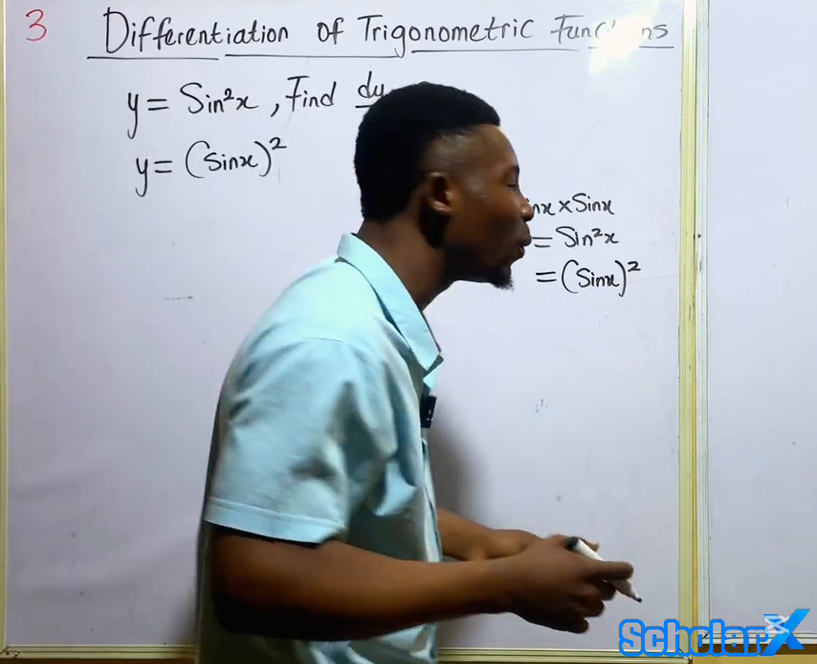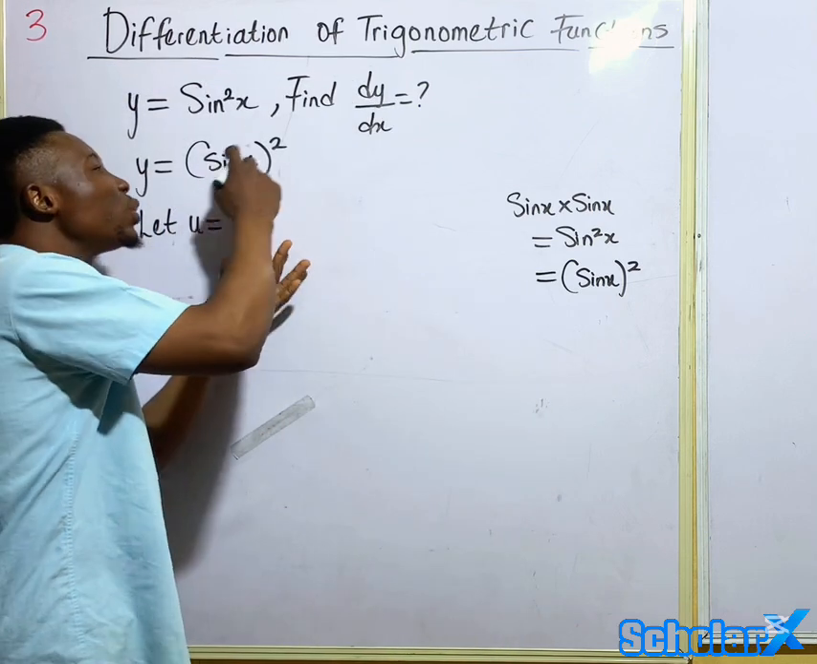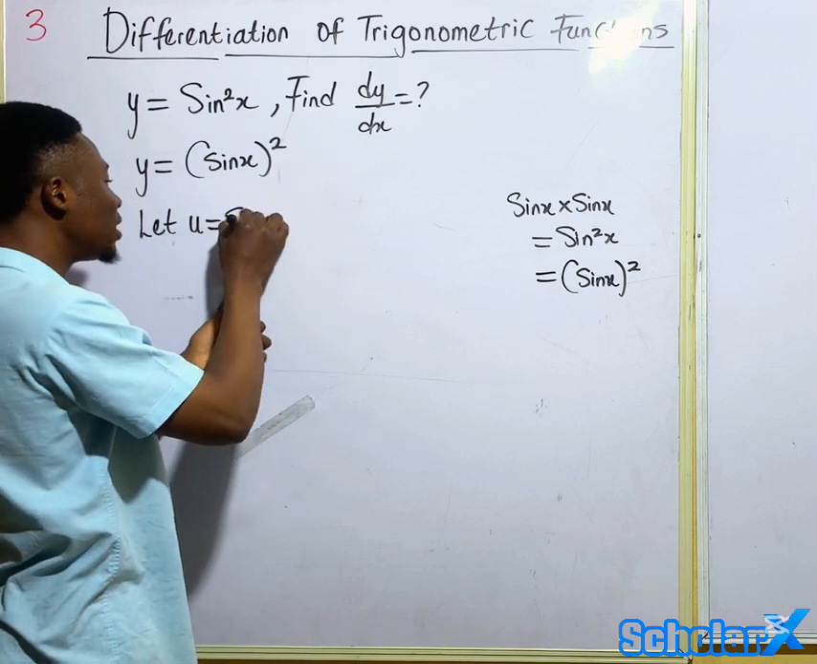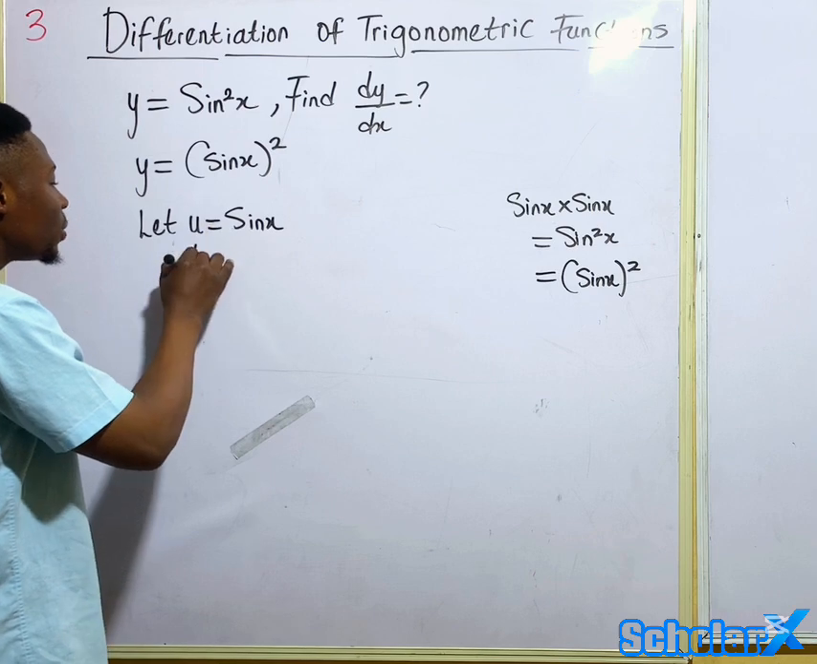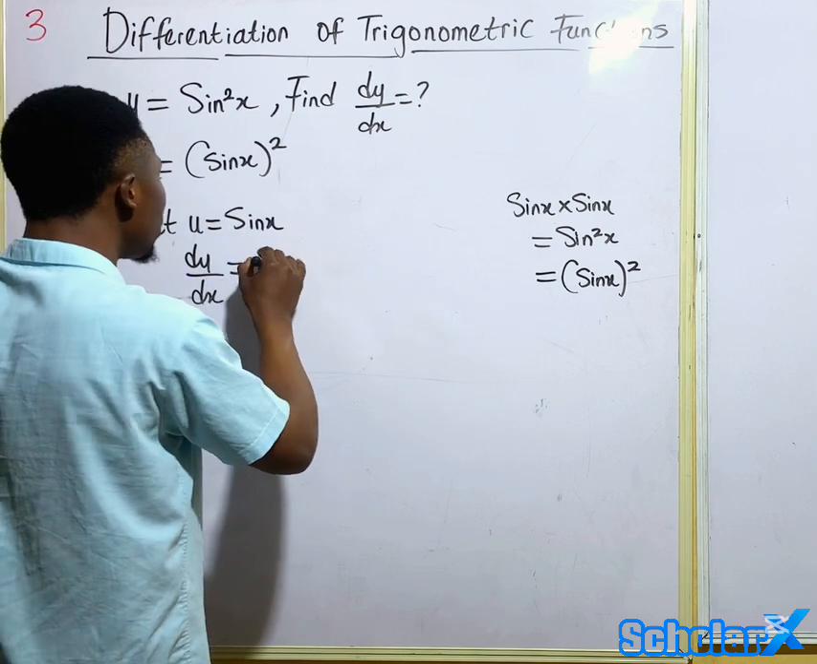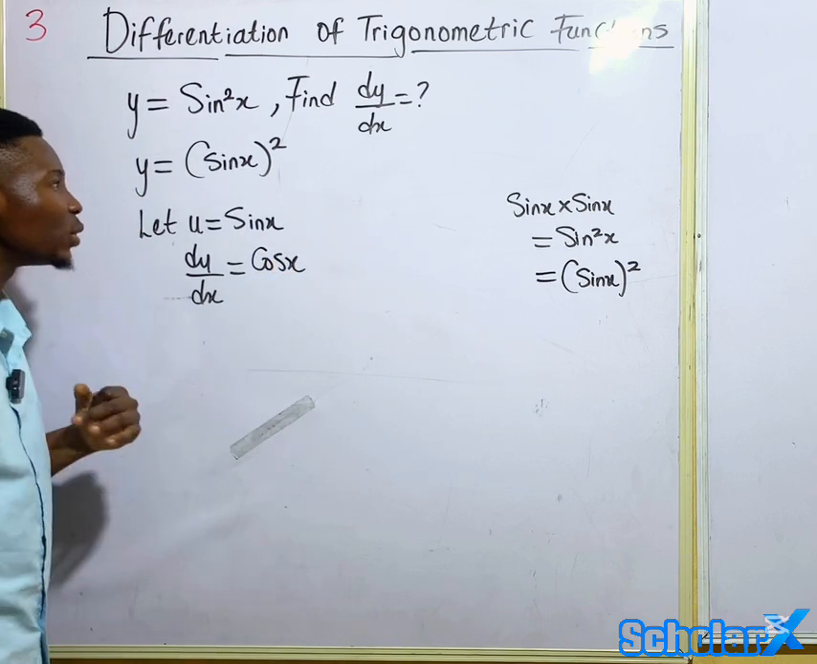So what do we say now? We say let u be equal to the function inside. Now there's a power, and the function inside that power is sine x. So now we're going to differentiate u with respect to x. So it becomes du/dx is equal to, now we're going to differentiate sine x, we're going to have cos x.